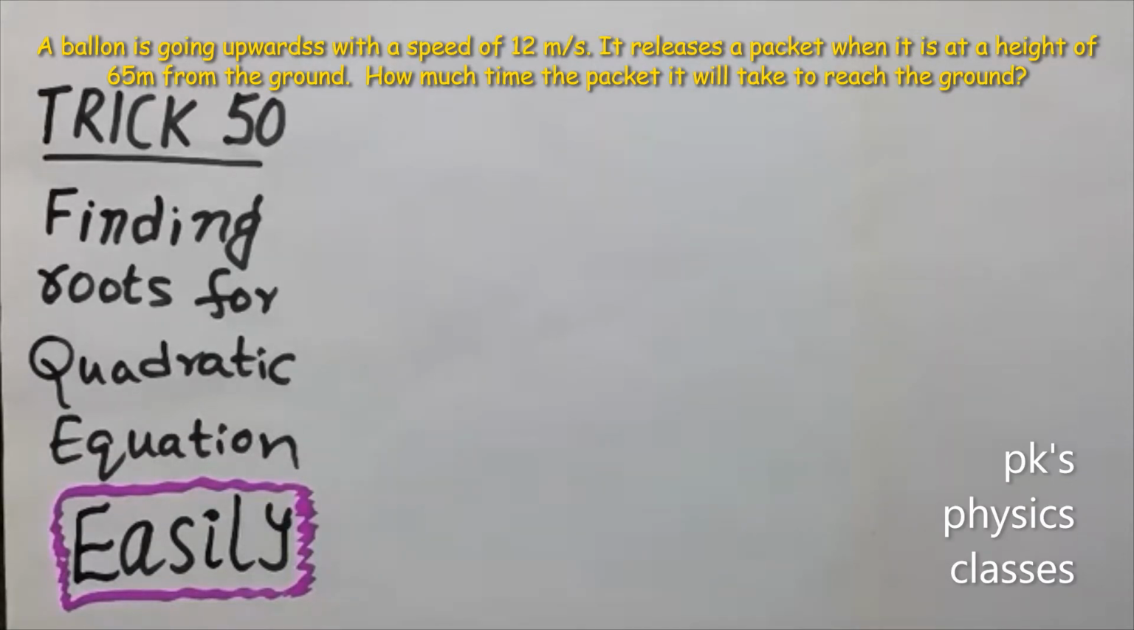A balloon is going upwards with velocity 12 meter per second. It releases a packet when it is at a height of 65 meter from the ground. How much time will the packet take to reach the ground? So this is the question actually. I'm not going into the details of the question, but my interest is that there will be a quadratic equation we'll end up with.